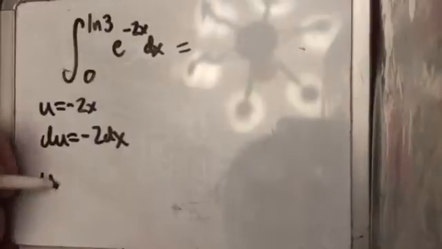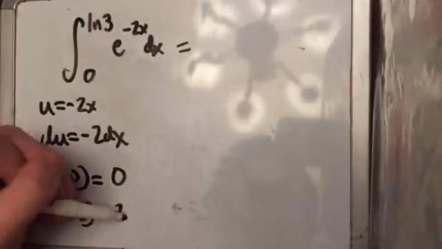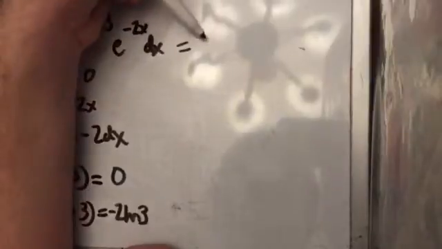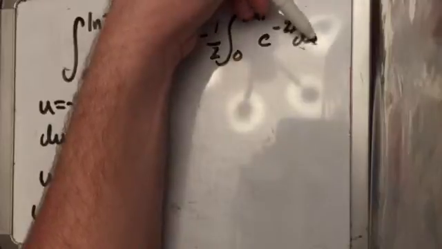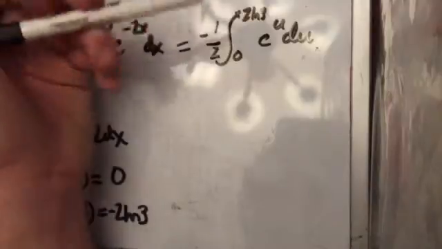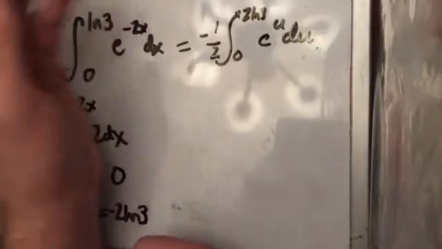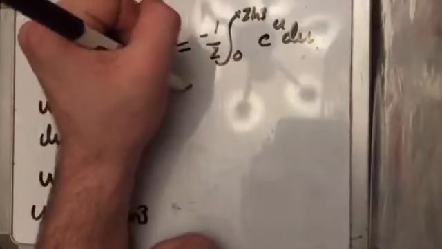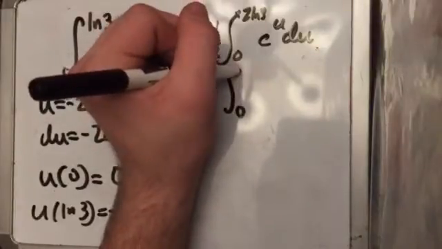So plugging this in, we also need to evaluate at the limits. When x is 0, u is 0. When x is natural log of 3, u is negative 2 natural log of 3. And so evaluating the integral, you have negative 1/2 times the integral from 0 to negative 2 natural log of 3 of e to the u du. Don't want to forget about that. This is going in the opposite direction, from positive to negative, so we need to switch that around, which will give you the negative integral. So that negative cancels out, so we can just make this 1/2, and we're switching the limits around because we need to go from lesser to bigger.